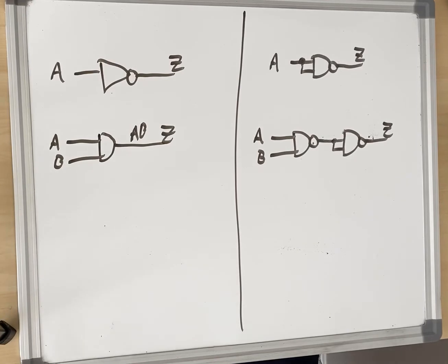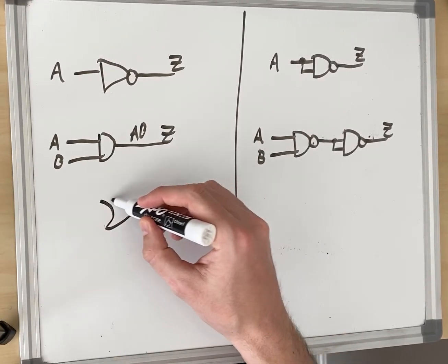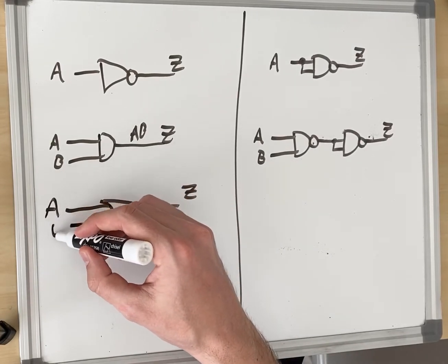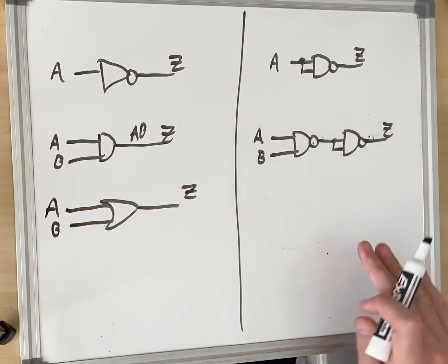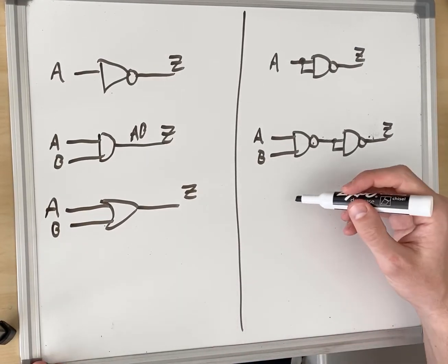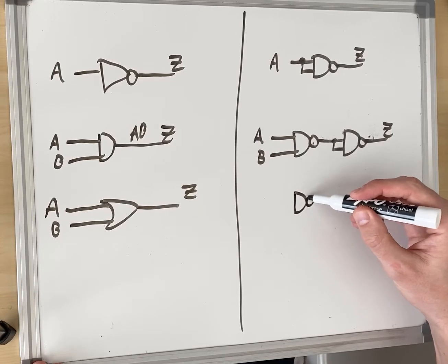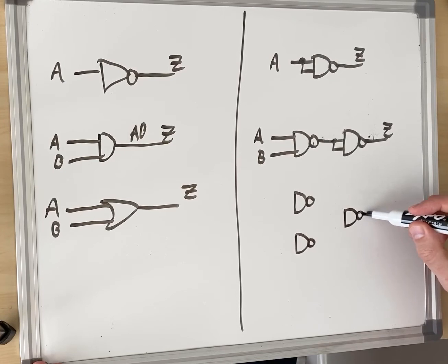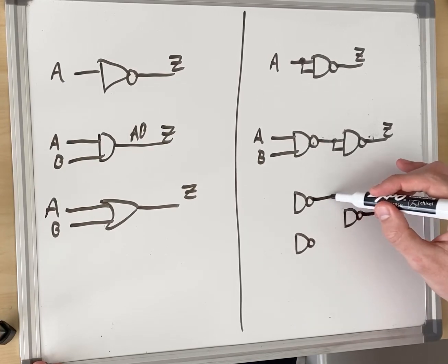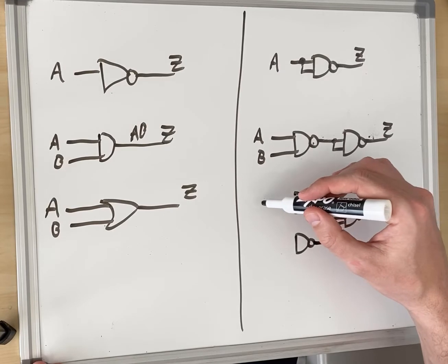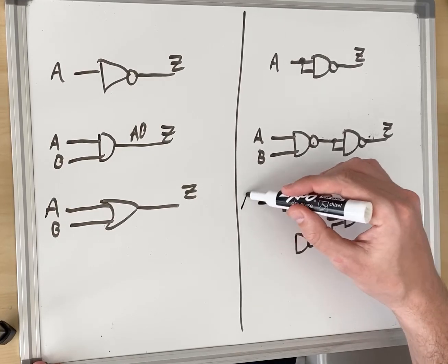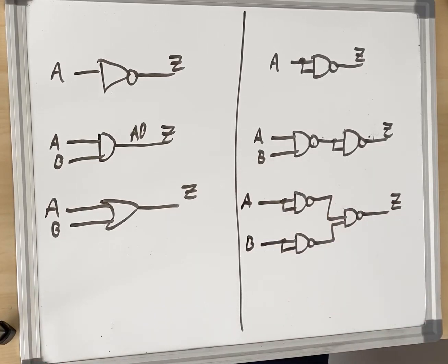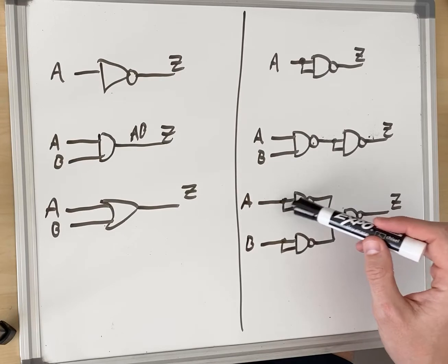And then the last one, obviously, is our OR gate. Here's our output. Again, A, B would be our inputs. And what this looks like is three NAND gates. This is A, this is B. And again, we want an OR, right?